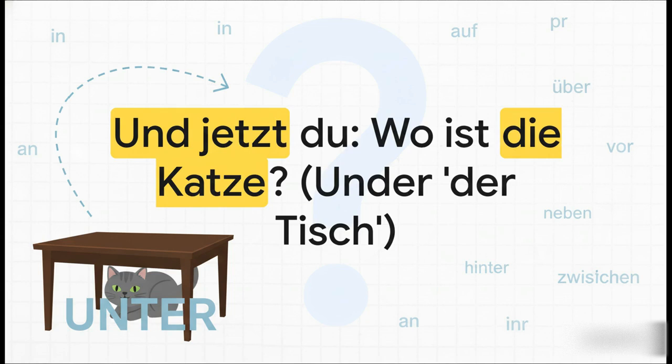Let's put this to the test. Using everything you just learned, how would you answer this question in a complete German sentence? Wo ist die Katze? The cat is under the table. And a little hint, table is der Tisch.